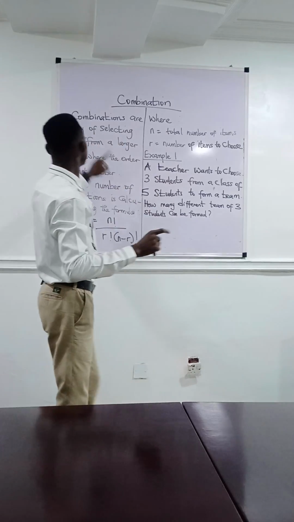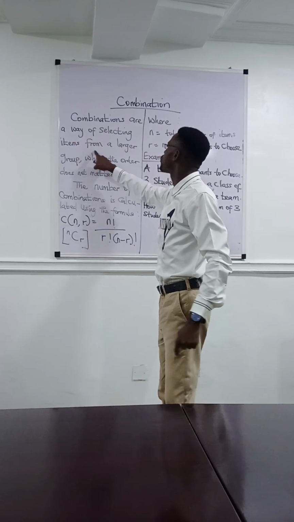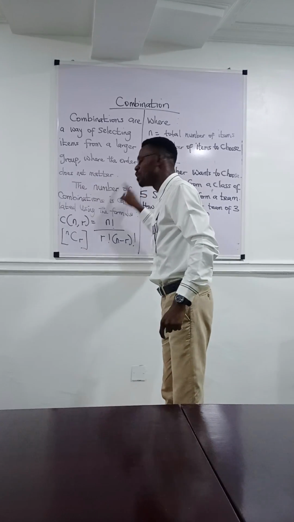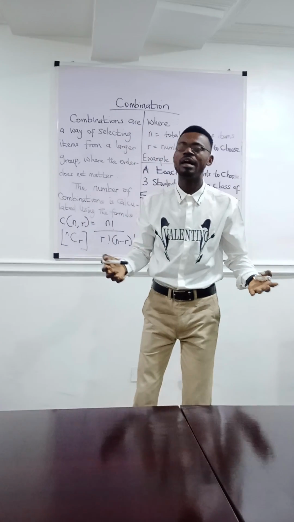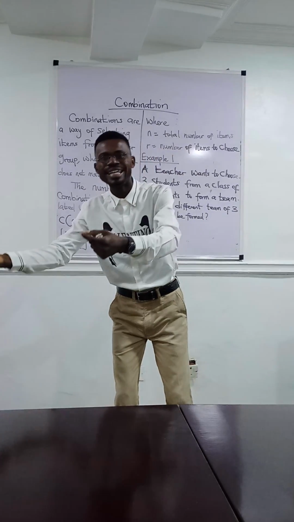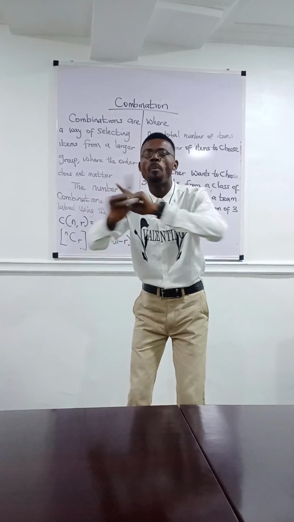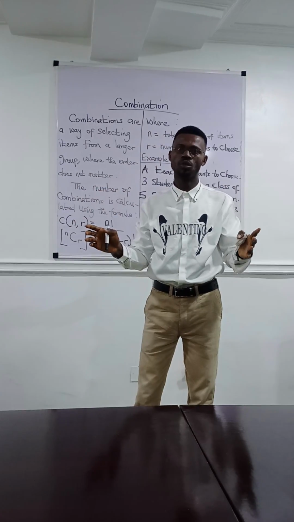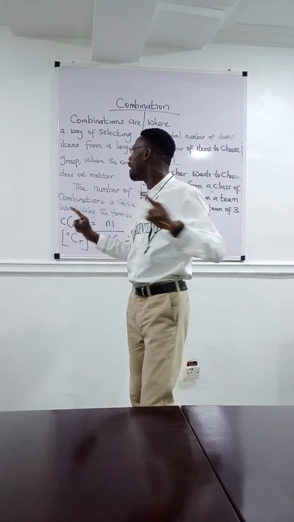Alright? So I said here, combinations are a way of selecting items from a larger group where the order does not matter. Take for instance, you can have 10 students in the class, and I can say we are to select 3 students out of that 10 in no particular order. When I give you a task like that, that is combination. So selecting from a group in no particular what? Order.